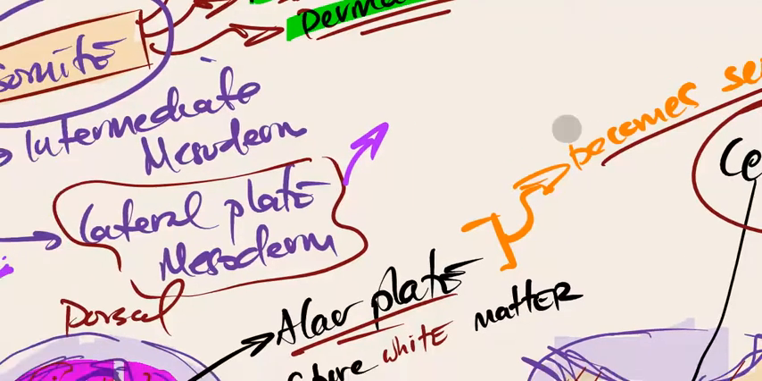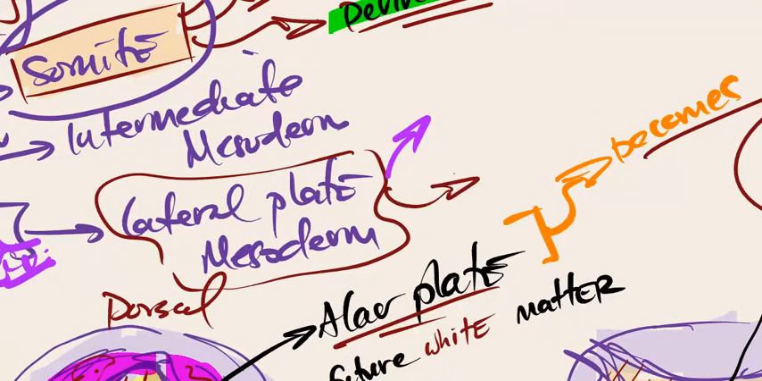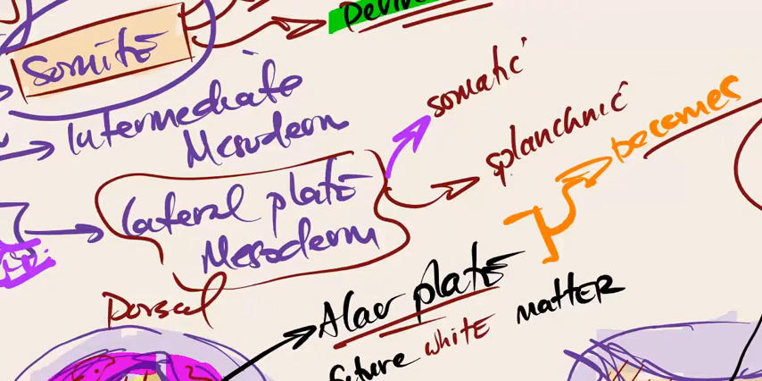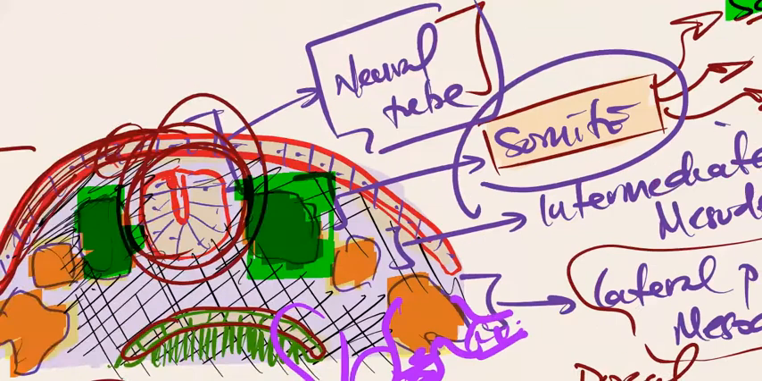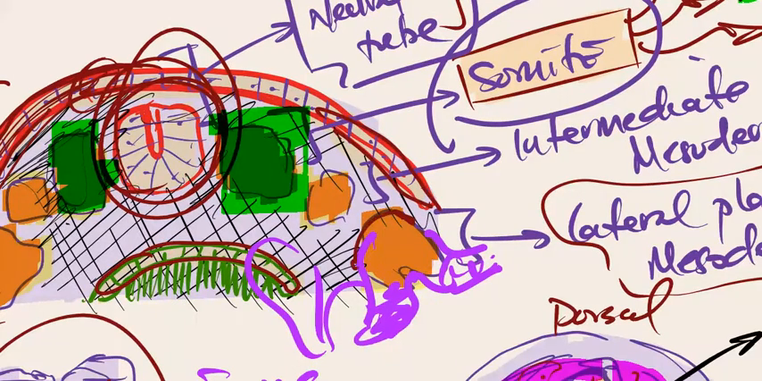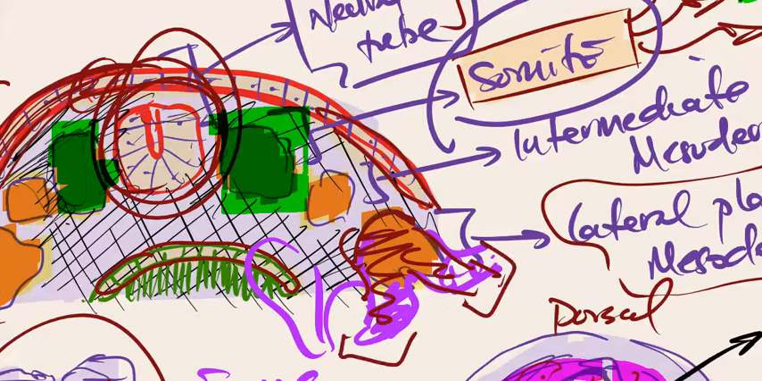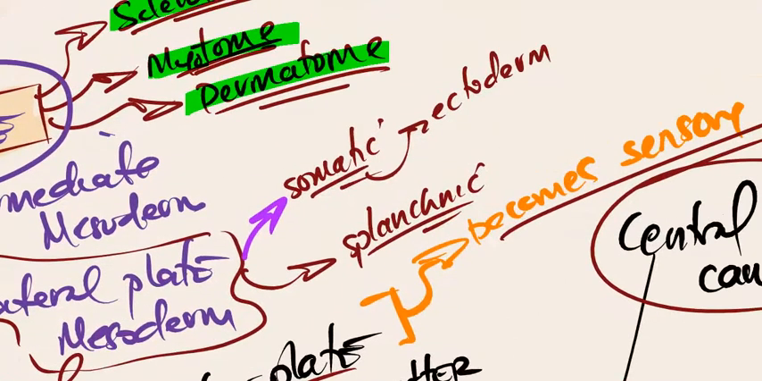Okay, so the lateral plate mesoderm can be divided into the somatic and the splanchnic. The somatic is following the ectoderm. This is the ectoderm right here, and this is our lateral plate mesoderm. This part right here will be somatic, and this part here will be splanchnic. So the splanchnic is following the endoderm.